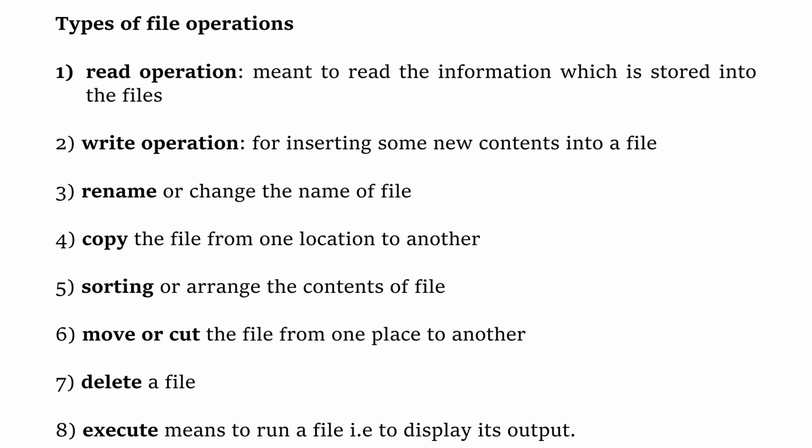Then we move to the types of file operations. First is the read operation, which is meant to read the information stored in the files. Then the write operation, that is, inserting some new contents into a file. Then rename, or change the name of the file; copy the file from one location to another; sorting or arranging the contents of the file; move or cut the file from one place to another; and delete a file. Execute means to run a file, that is, to display its output. These are all the types of file operations.